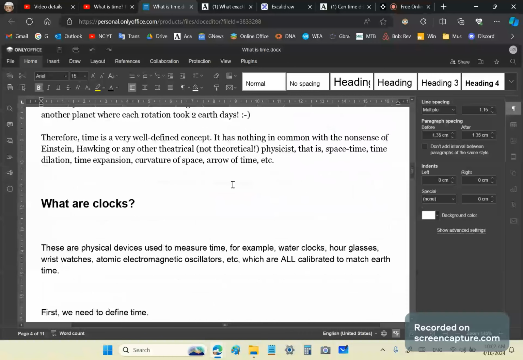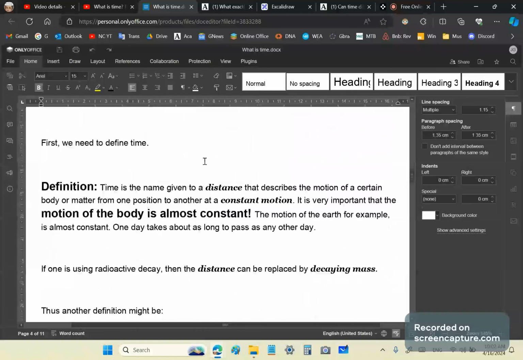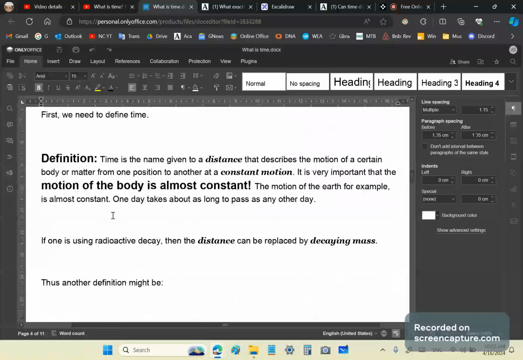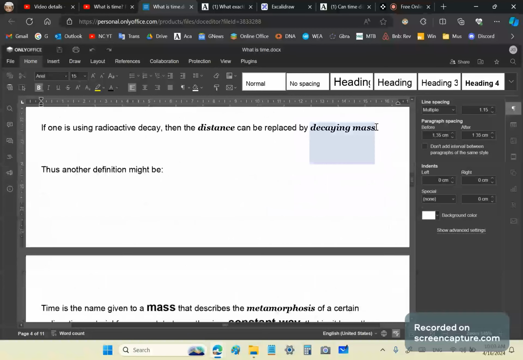Okay? So the next thing we're going to do is discuss clocks, but before we do that, we need to define time. As I said, time is the name given to a distance that describes the motion of a certain body or matter from one position to another at an almost constant motion. Okay, it's very important that the motion of the body is almost constant. So, if one is using radioactive decay, then the distance can be replaced by decaying mass, in which case you wouldn't be asking how long, you would be asking how heavy or how light. How light is it or how heavy is it? Okay, it's got nothing to do with distance in this case anymore.